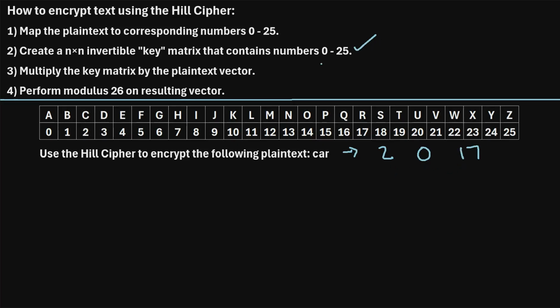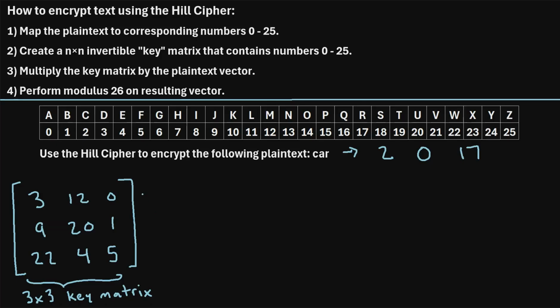Step 2 of the cipher says create an n-by-n invertible key matrix that contains the numbers 0 through 25. So since our plain text contains 3 characters, our invertible key matrix is going to contain 3 rows and 3 columns. Alright, so let's say we create the following 3 by 3 key matrix, and notice that each of the values in the matrix is between 0 and 25.